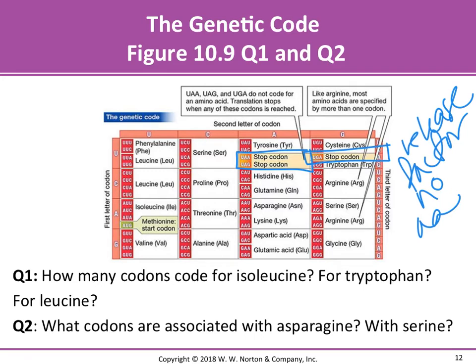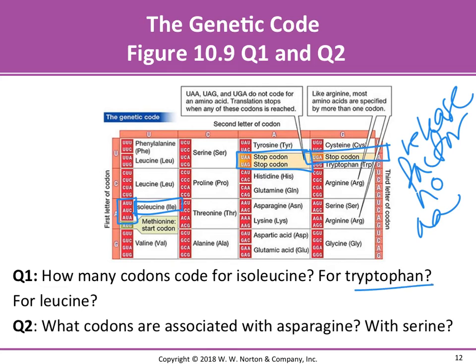Questions. How many codons code for isoleucine? Where's isoleucine? Let's look. I see leucine. I don't see it. Where is he? Here he is. You guys found him before I did. How many? 1, 2, 3. These guys. AUU, AUC, AUA, all isoleucine.